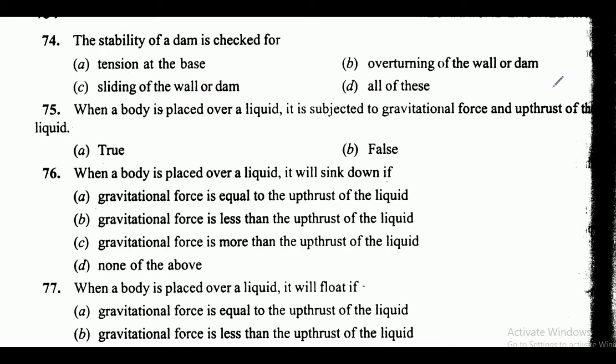Okay. Next is: the stability of a dam is checked for, here the options are tension at the base, overturning of the wall or dam, sliding of the wall or dam, all of these. So here friends, the correct answer is option D, that is all of these.